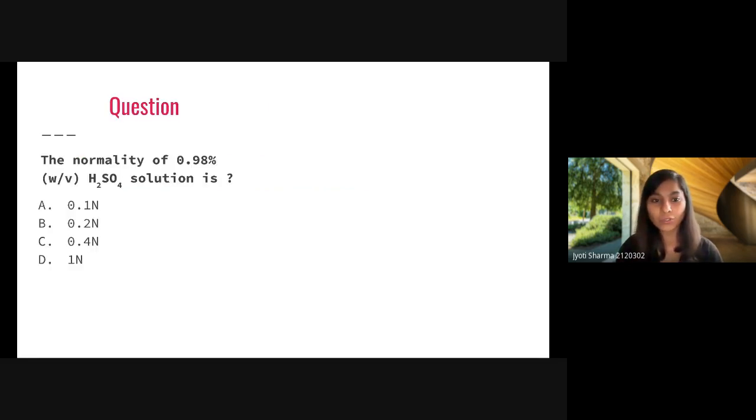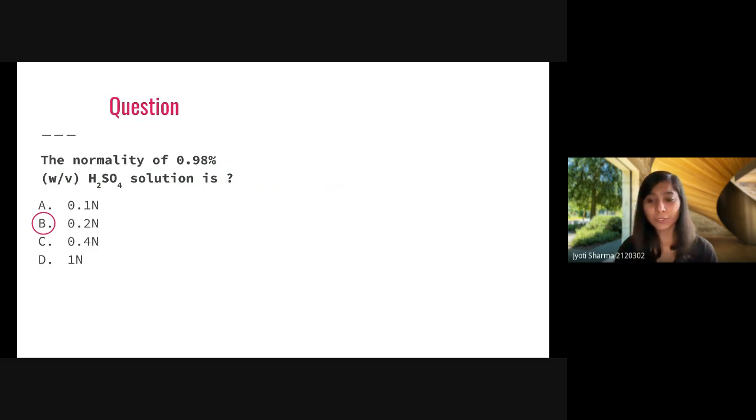I have, I think, one question on this. So my question on normality is, what is the normality of 0.98% H2SO4, that is sulfuric acid solution? What you need to calculate is the normality, and what is given is that this is a 0.98% weight by volume H2SO4 solution. So how will you calculate the normality of this? I think you cannot quickly calculate this in your mind. You must have pen and paper, so I don't think I should wait for you to give me the answer. So let me show you the answer.